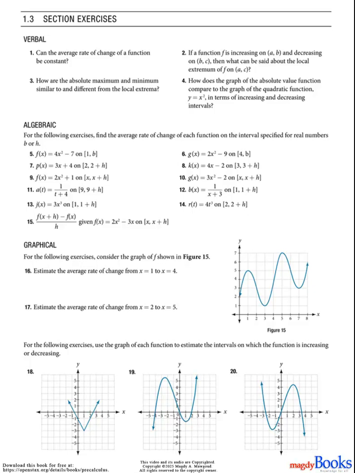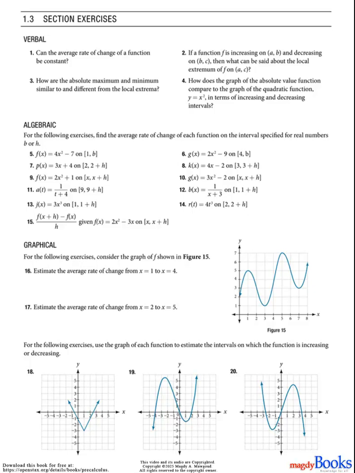5. f of x equals 4x squared minus 7 on [1, b]. 6. g of x equals 2x squared minus 9 on [4, b]. 7. p of x equals 3x plus 4 on [2, 2 plus h].